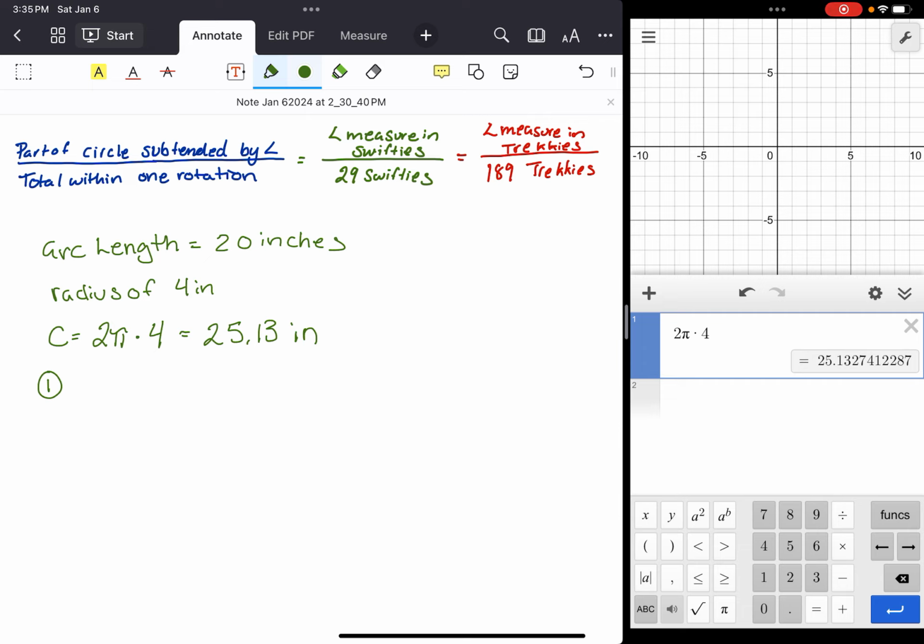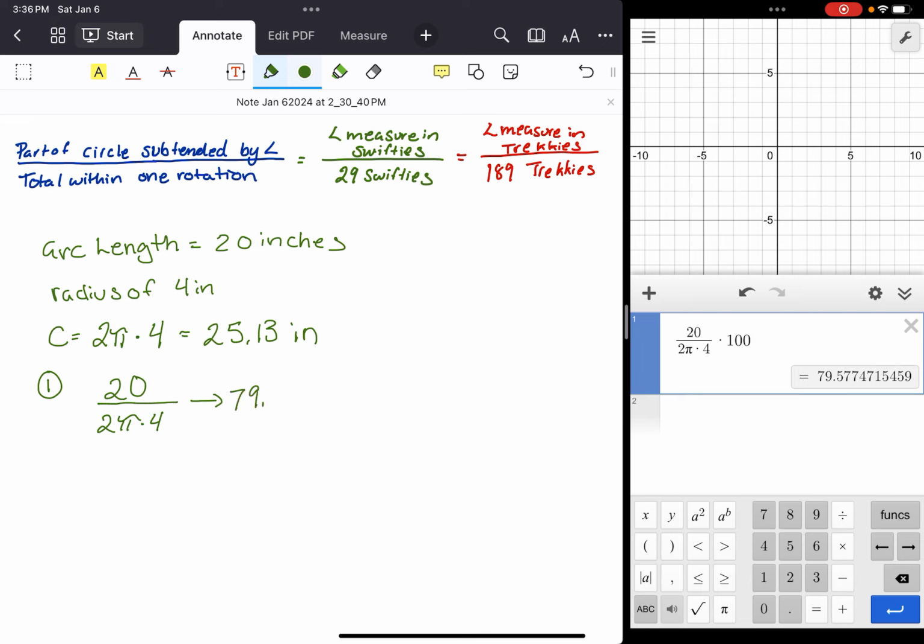Now, question 1, just like with our last problem, is asking us to determine what percentage of the circumference is cut off by this angle. So we set up our fraction. We have our 20 inches of arc length out of that total circumference, the 2 pi times 4. I'm going to just retype this here. So I have 20 divided by 2 pi times 4. And then I want to turn that into a percent, so I'm going to multiply that by 100, and I get 79.6% of a circle that's cut off by this angle.